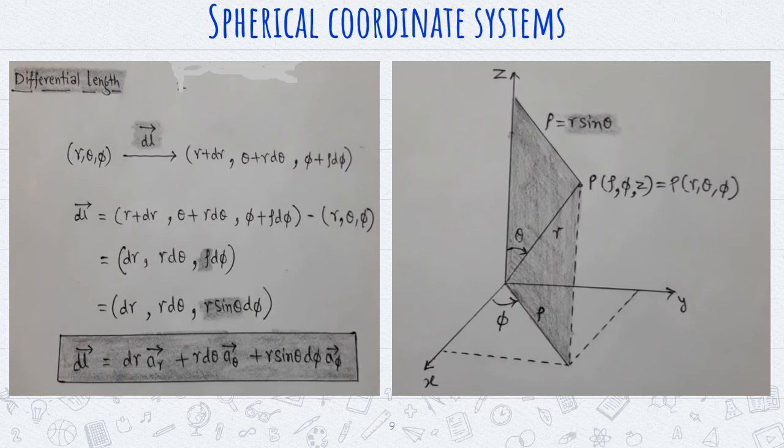So now what is differential length? Differential length is nothing but dl is equal to dr into ar vector plus r d theta into a theta vector plus r sine theta d phi into a phi vector. That is about the differential length.